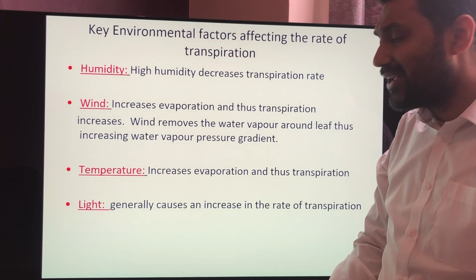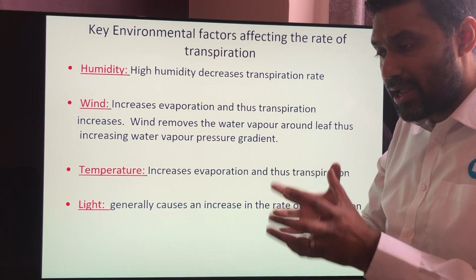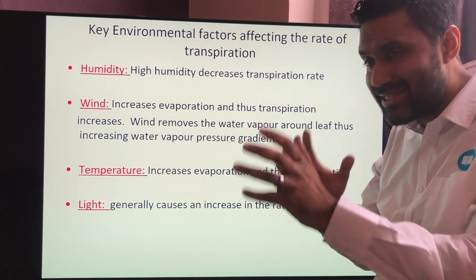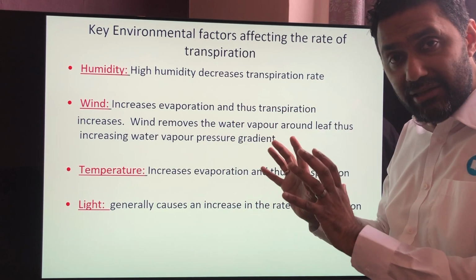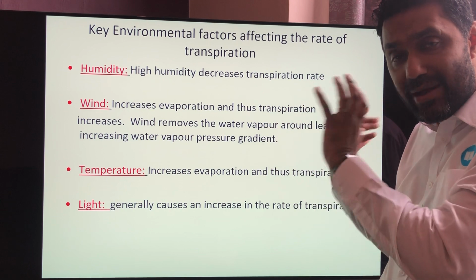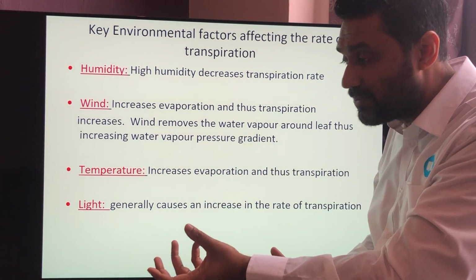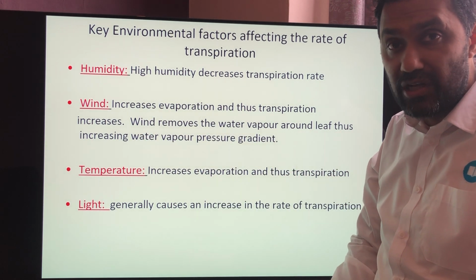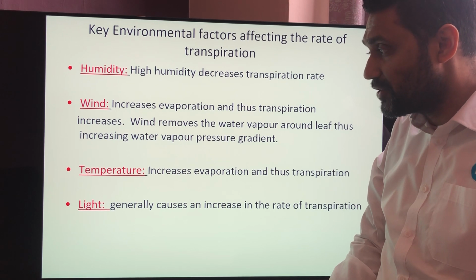Temperature then. If it gets hotter, that means the higher the temperature, the more kinetic energy the water molecules will have. And if they've got more kinetic energy, they're going to evaporate away faster from outside the leaf, which means it's going to lower the water potential outside the leaf. Inside the leaf is going to be much higher water potential, so water will evaporate out much faster and diffuse out much faster. So it's going to increase the rate of transpiration.